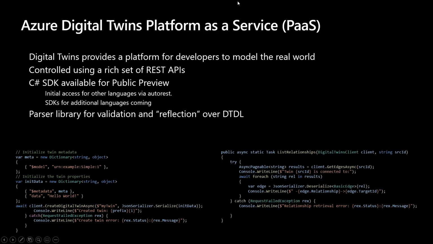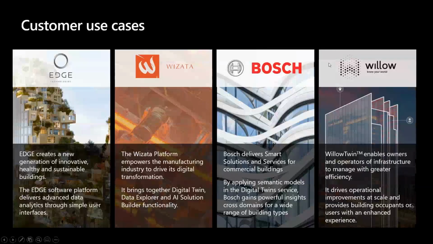Let's switch gears a little bit and talk about customer use cases. So ADT already is used in multiple business domains across the world. A few example use cases. Edge Technologies is a developer of a new generation of very, very cool, unusual commercial buildings designed to be both healthy for the humans that work in them and sustainable for the environment. Behind that sustainability and comfort of the buildings lies a smart building software platform that is built on Azure Digital Twins.